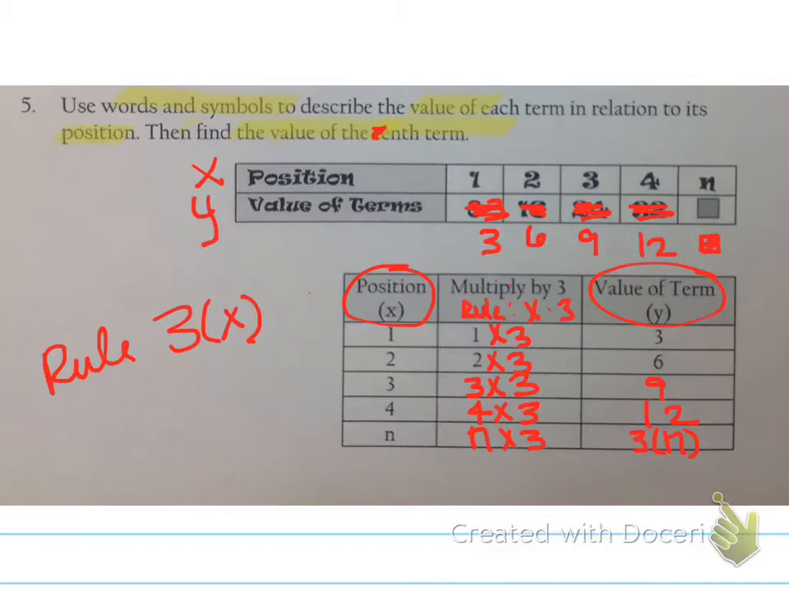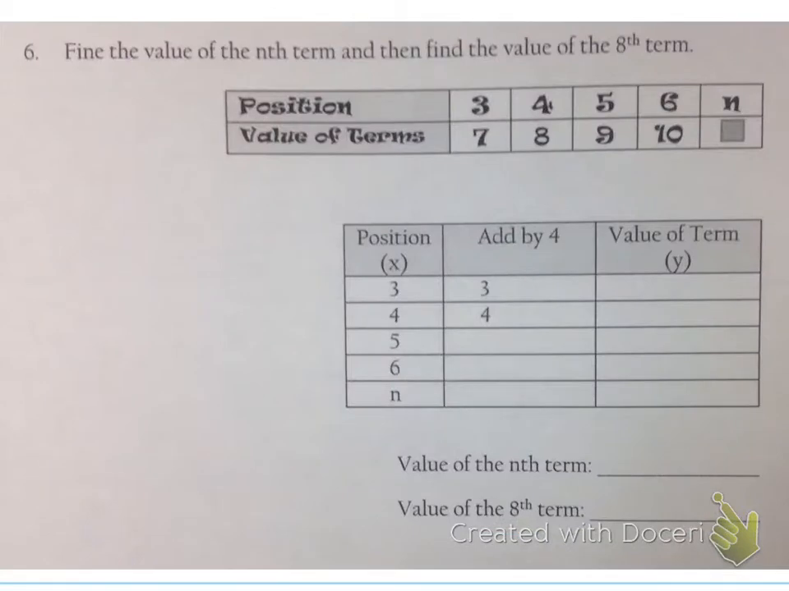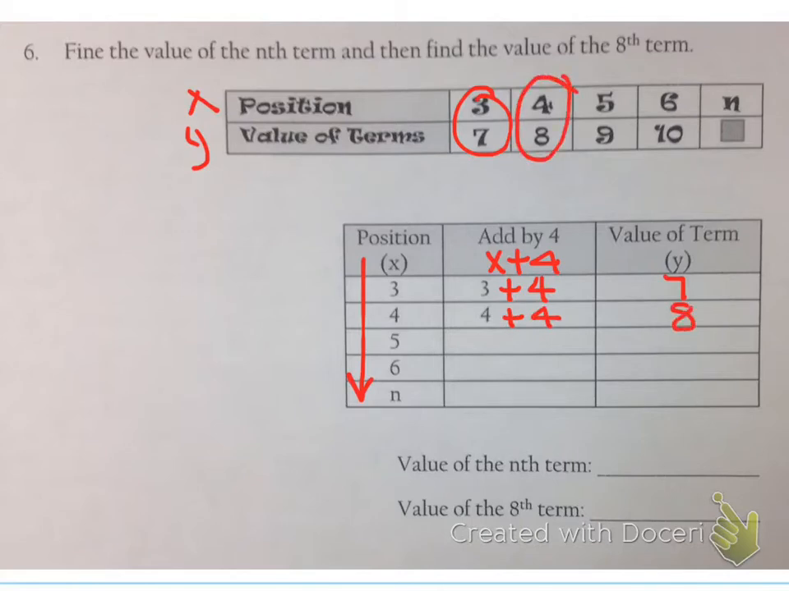Let's put that to practice one more time. Here we have our position, which is our x value, and we have our value of terms, which is our y value. So if you notice, our positions are all labeled right here. And here is our rule, add by 4. That means that we're going to take x and we're going to add 4 to x to get the value of our term, to get our y. So if we have a 3, we have a 3 plus 4, which is 7. If we notice, we have a 3 and a 7. We have a 4 plus 4, which is 8. When we have a position of 4, we have a value of 8.